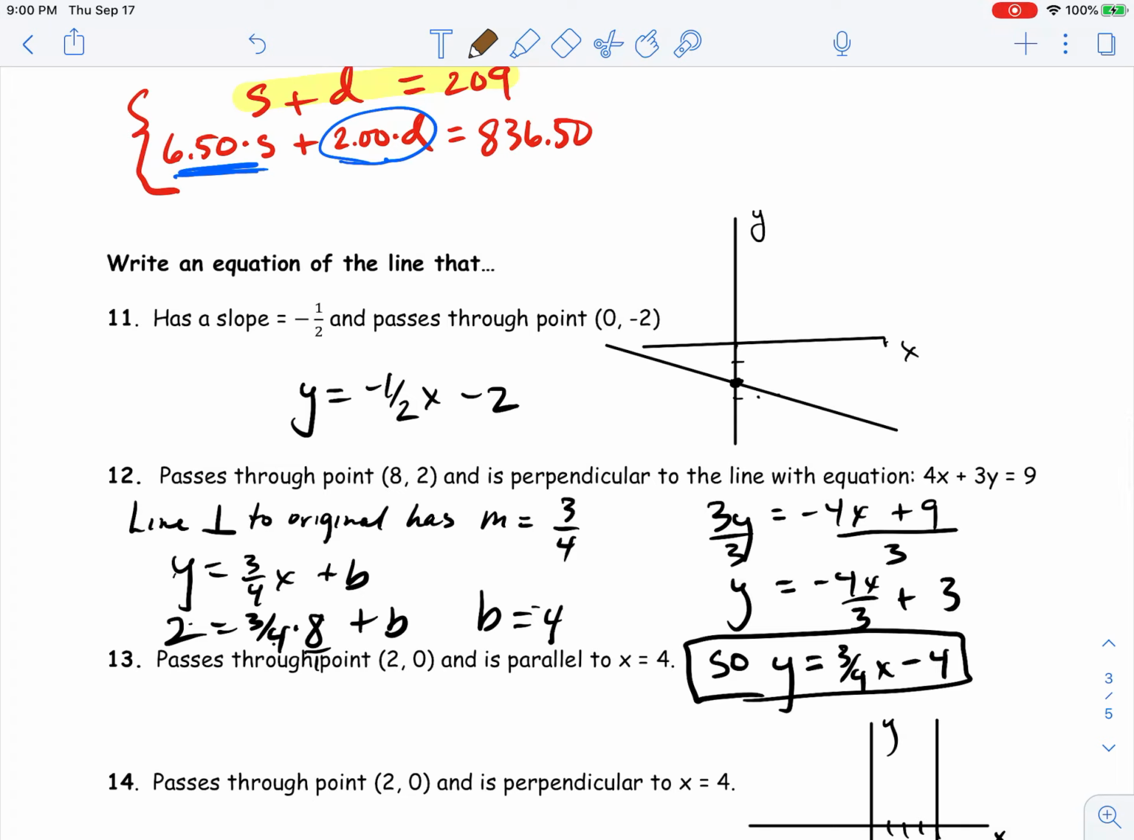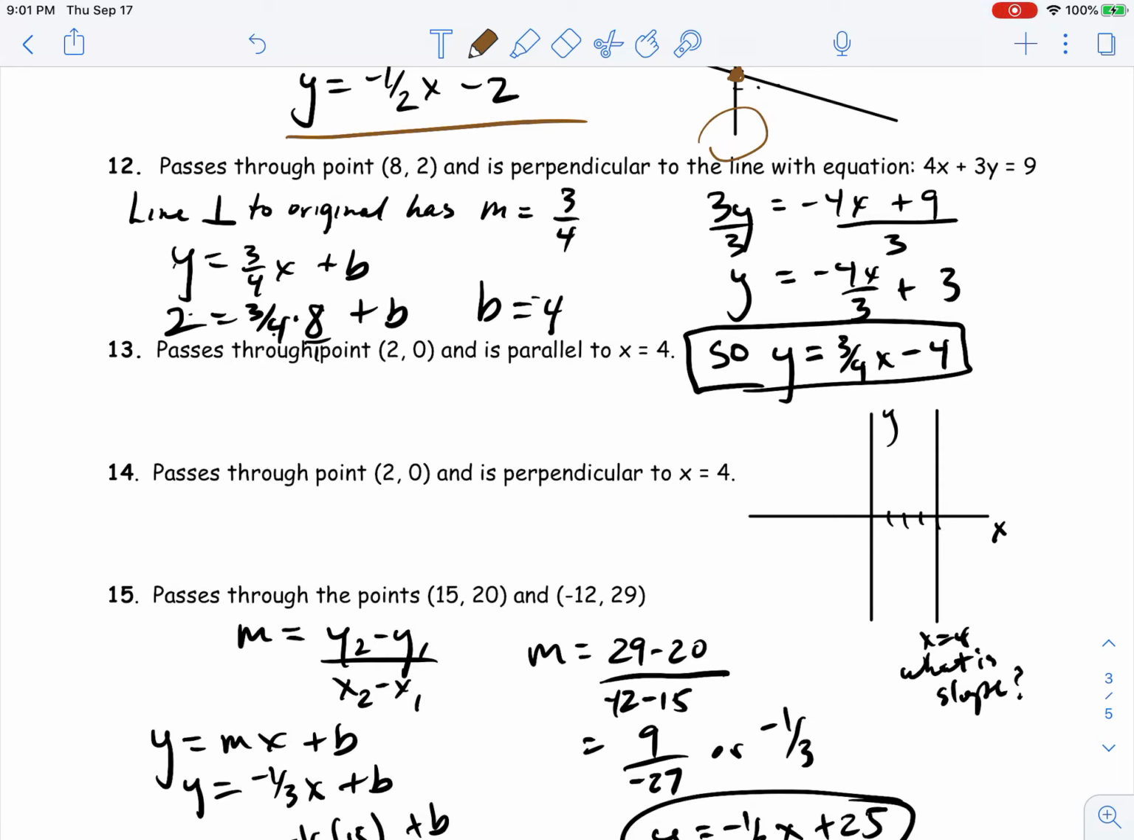In number 11, just really quickly, this should be one that would take you less than a minute. You know that the slope is -1/2. You know that this point here, (0, -2), is a point that the line goes through. So right away you go, there's no way that this line can intersect anywhere up here or down here or anywhere in between. That has to be the y-intercept. So all you have to do is write that equation.